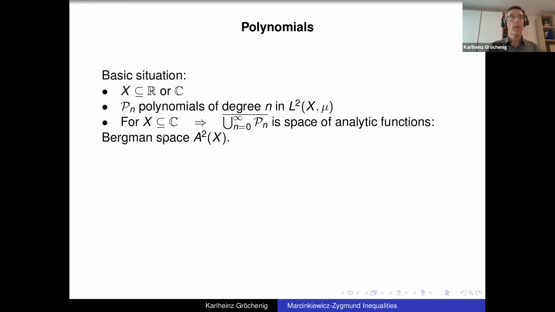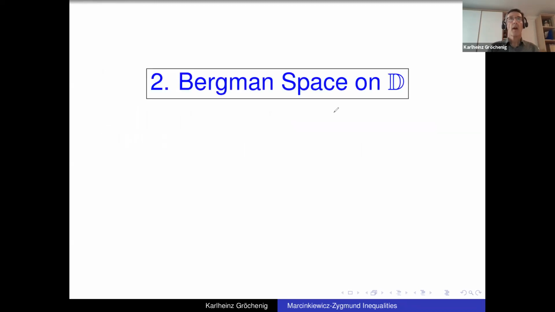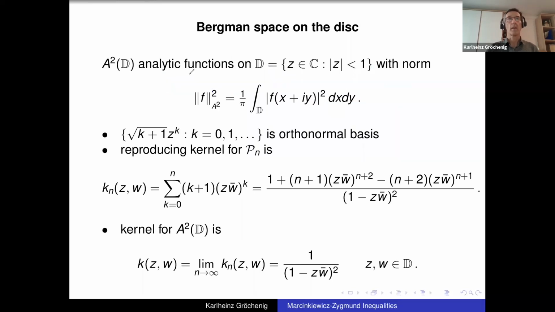And if you now take the closure of all polynomials with respect to the ambient L2 space, then you get a space of analytic functions, some kind of Bergman space. So fine. Now let's be even more specific, and let's consider the domain to be the unit disk in the complex plane, and the ambient space we're dealing with is the classical Bergman space on the unit disk. So these are all analytic functions on the unit disk. The norm is just the L2 norm with respect to the area measure.